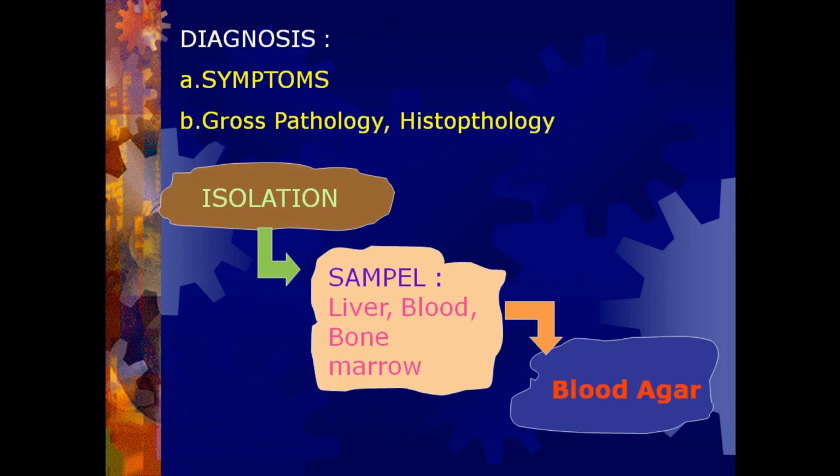The diagnosis can be made from the symptoms, but usually we must perform the necropsy and then inspect the gross pathology and histopathology as well. To make confirmation, we can take samples from liver tissue, blood, and also bone marrow, and then inoculate all the samples onto blood agar that is already enriched with serum, so the Pasteurella will easily grow there.